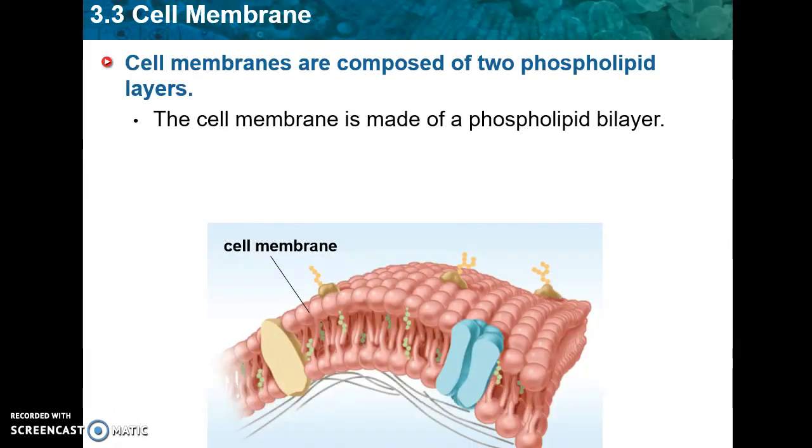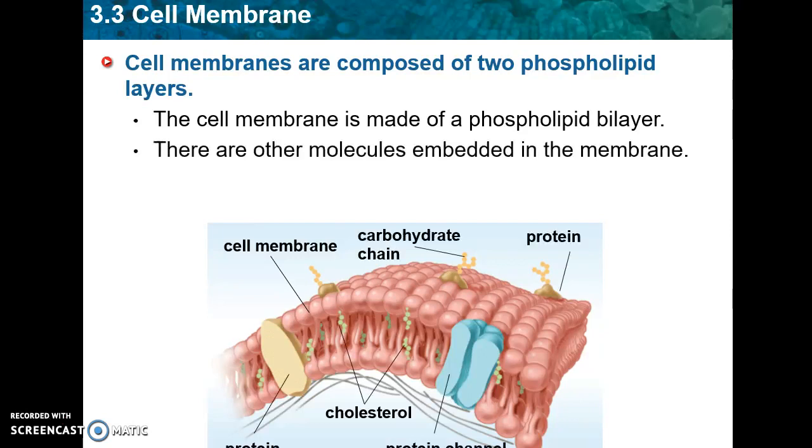Again, it's composed of two phospholipid bilayers. The cell membrane is made of a phospholipid bilayer. We've already said that. There are other molecules embedded in the membrane as well. You can see that here in this picture. This is showing the cell membrane. This is the phosphate head. These little parts that dangle are the lipid tails. And then this is a bilayer, so there's two. These ones, the head with the tail, and then down here is the head and the tail.